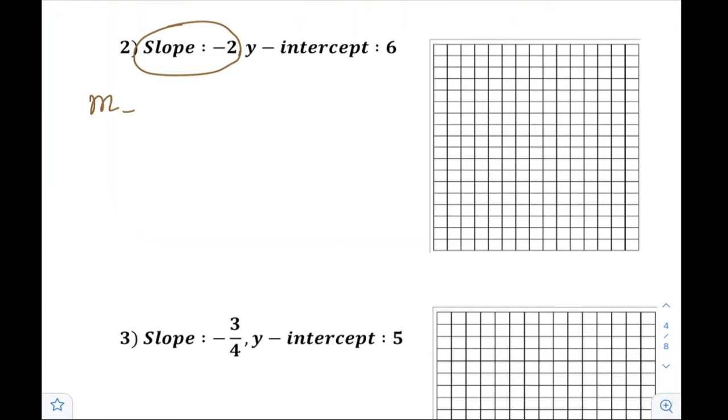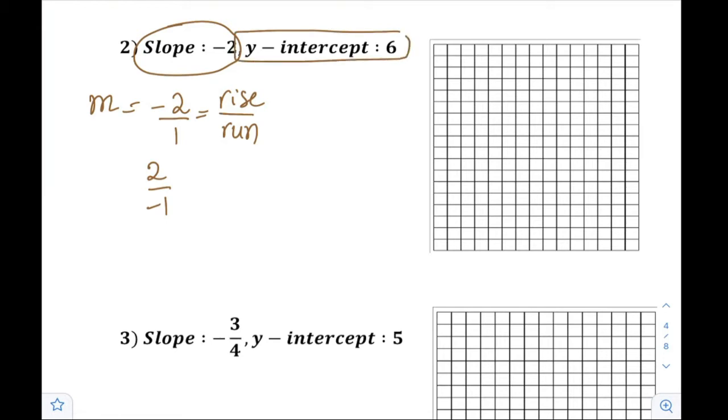Slope is -2 means this is the rise over run. We can consider it also 2 over -1 with no difference at all. But if we start by this, the rise is negative and the run is positive. So my rise is -2, my run is 1. Remember, always remember, we will start from y-intercept first.